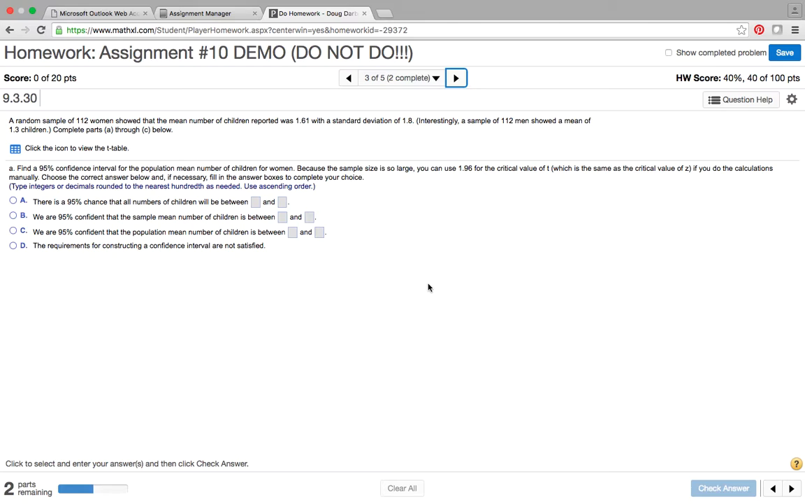Because the sample size is so large, you can use 1.96 for the critical value, which is the same as for the standard normal distribution, if you do the calculations manually. Why am I going to do the calculations manually? Because I think it's goofy. Okay, I see no reason to do that.